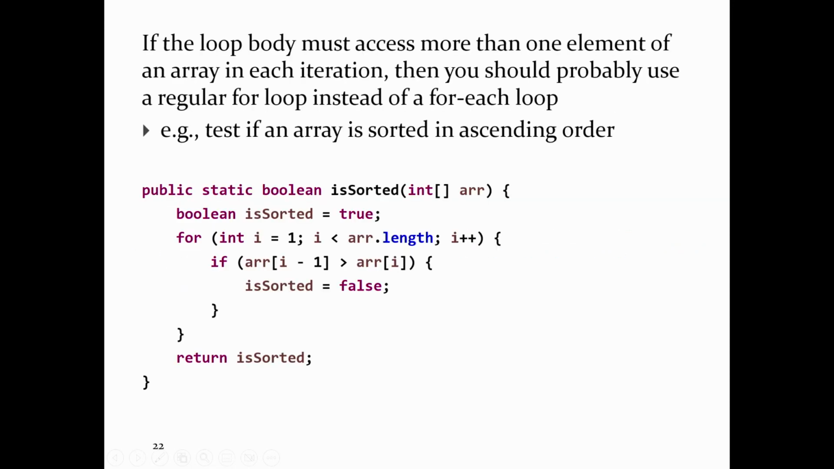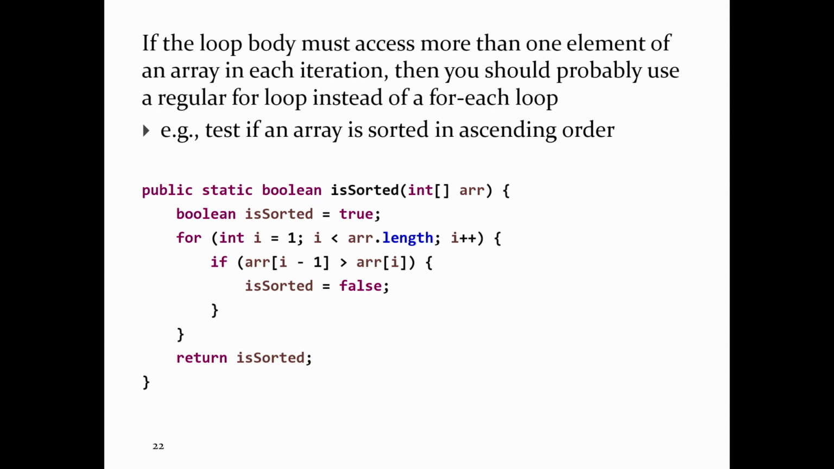Okay, so why are there two styles of loops? The reason there are two styles of loops is because you can't always use the for each loop to solve a problem easily. For example, if inside the loop body you have to access more than one element of the array, then you probably want to use a regular for loop instead of a for each loop. A for each loop, I can access one element of the array at a time. With a regular for loop, I can use the index.